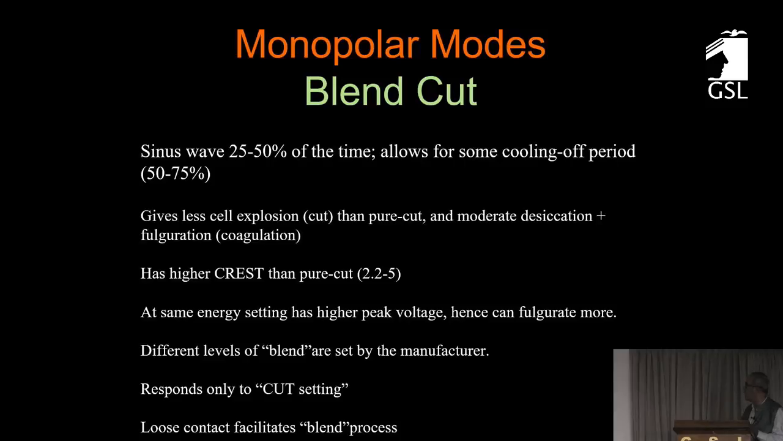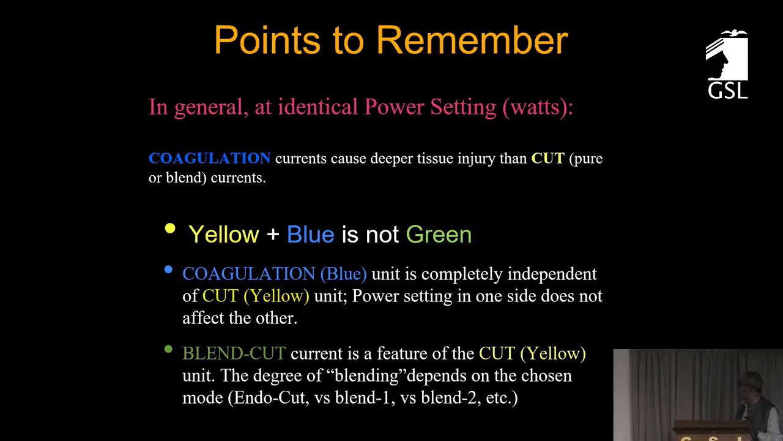So, points to remember: in general, at identical power settings, coagulation currents cause deeper tissue injury than cut. Yellow plus blue is not green. Remember, coagulation, that is the blue unit, is completely independent of cut, that is the yellow unit. Power setting on one side does not affect the other, and blend cut current is a feature of the cut, that is the yellow side unit. The degree of blending depends on the chosen mode, endo cut versus blend 1, blend 2; different companies have different settings.